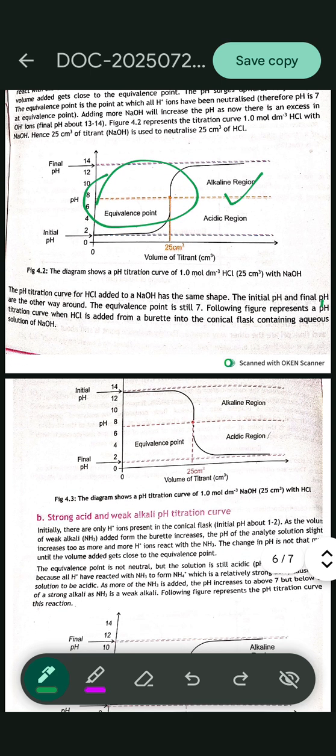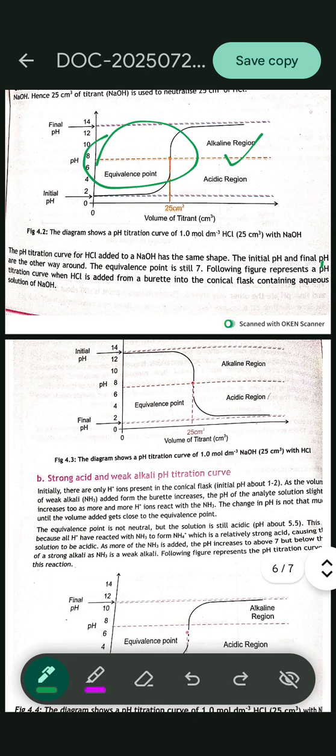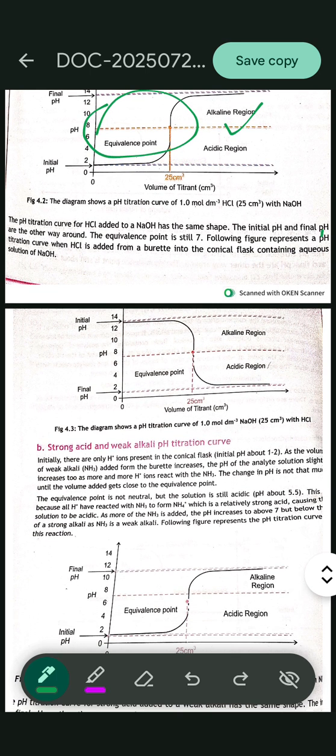Okay, the diagram shows a pH titration curve of 1.0 mol/dm³ NaOH with HCl. So when HCl is added, the equivalence point will remain the same, but the curve will be inverted. Initially the pH was high, but at the end it will become low. So this is the difference between the titration of HCl with NaOH and the titration of NaOH with HCl.